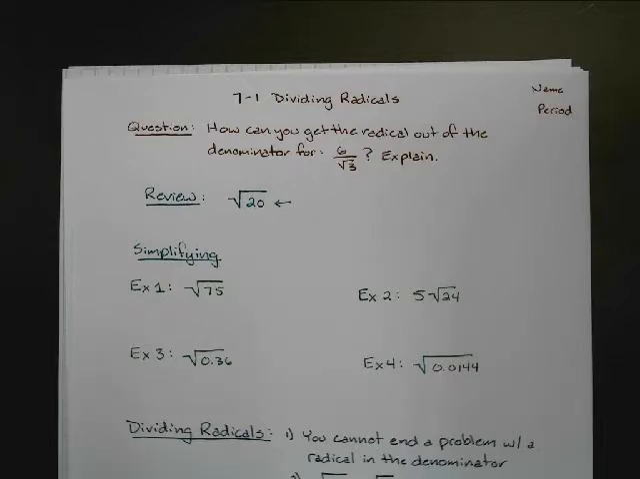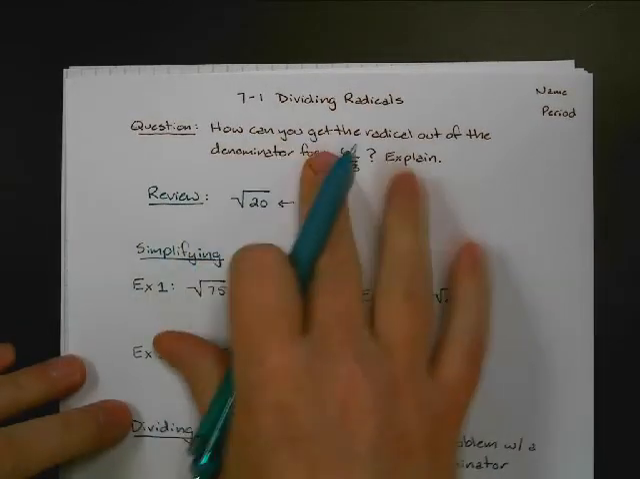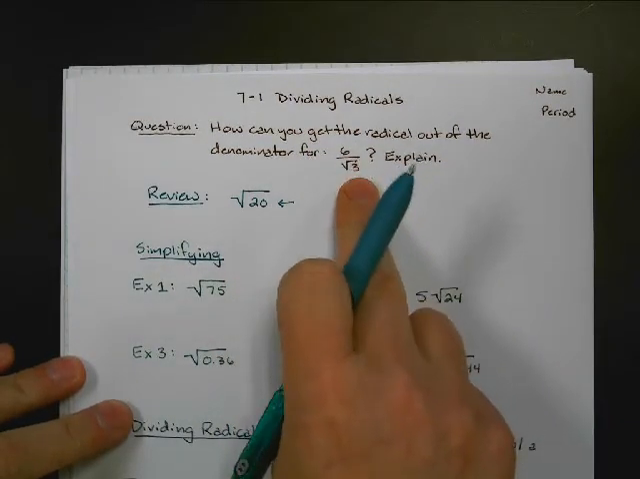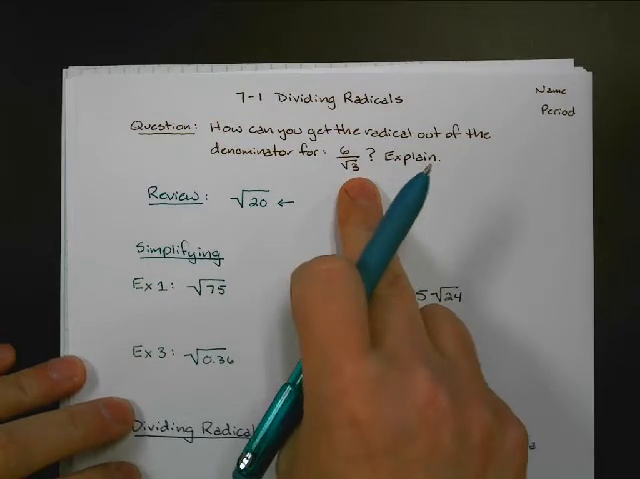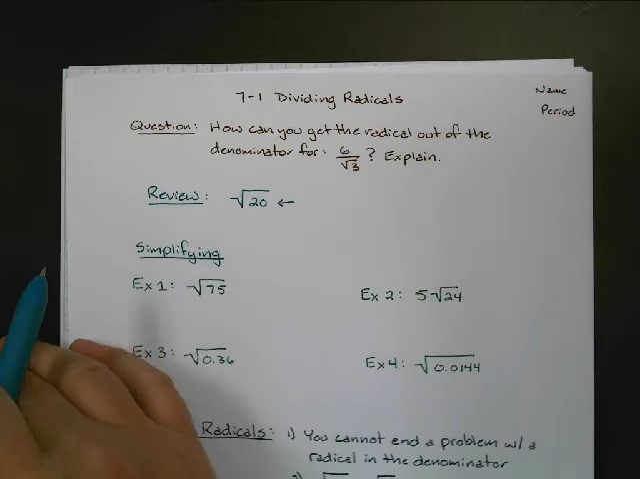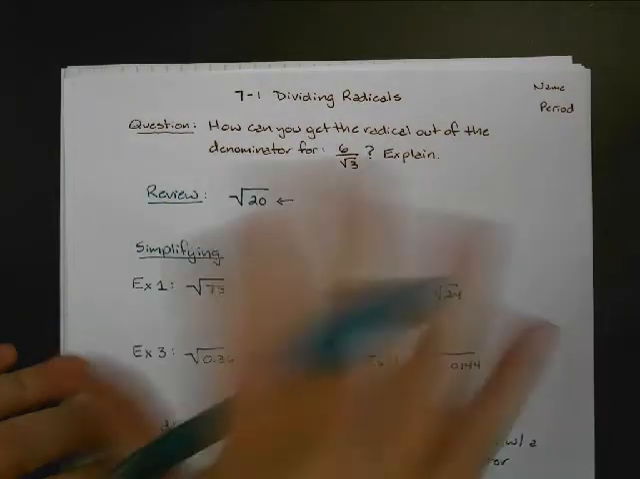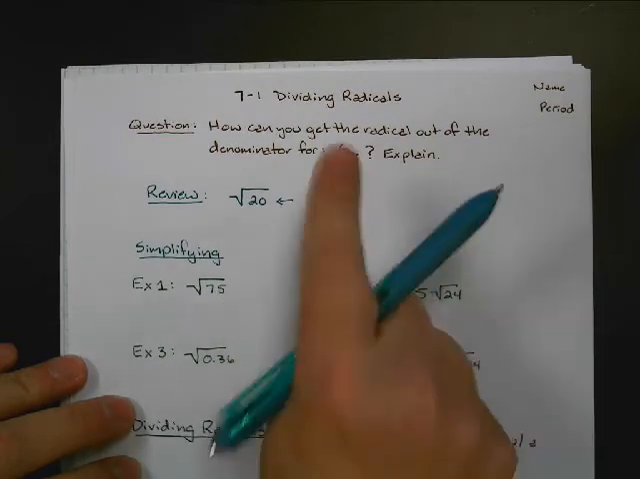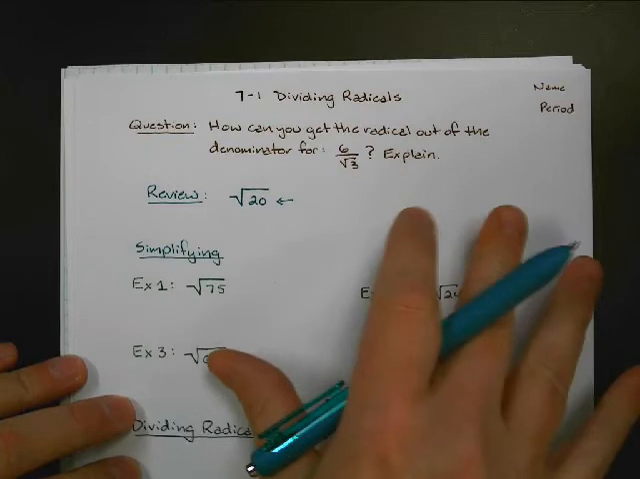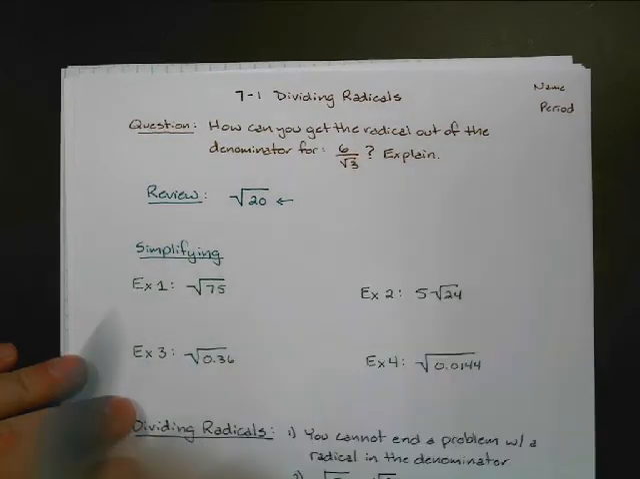So our question today that we need to answer is how can we get the radical out of the denominator for problems like this where we got 6 divided by root 3? Because we're going to be finding out that we shouldn't be leaving radicals in the denominator. So we need to figure out a way to get them out of there. So explain how you can do that. By the end of this section, hopefully you'll know how to do this. And as a summary, just at the very end, answer this question.